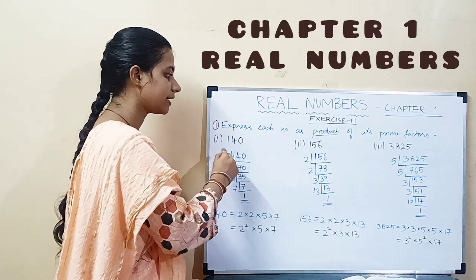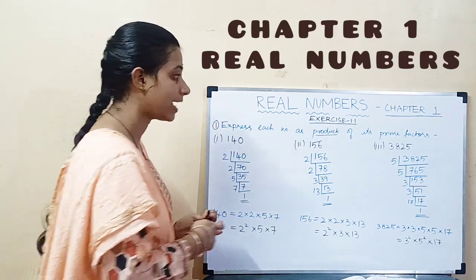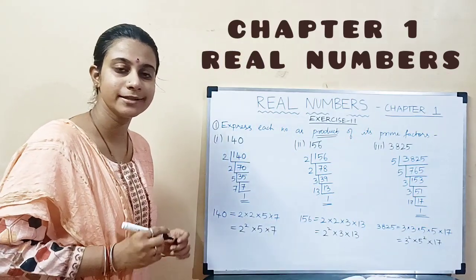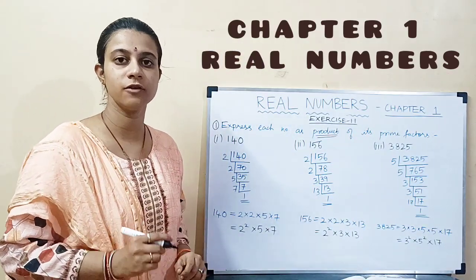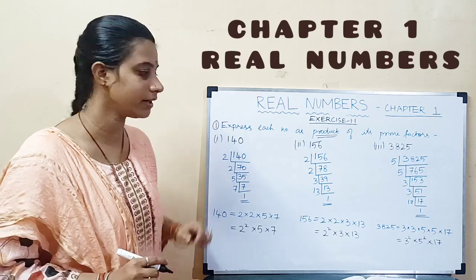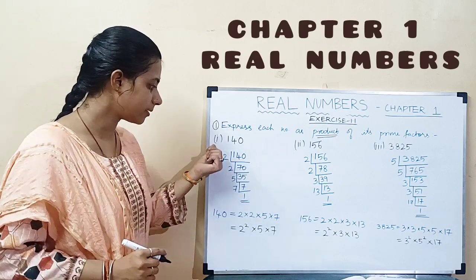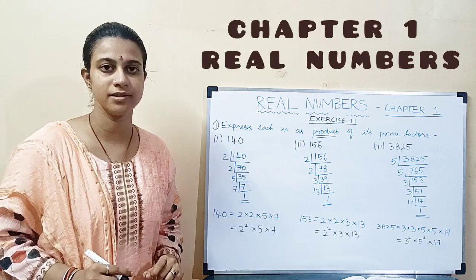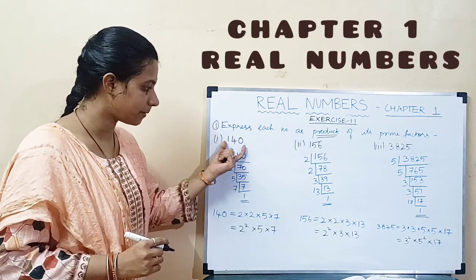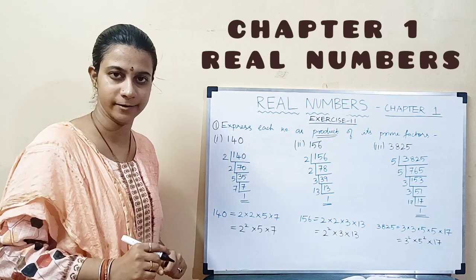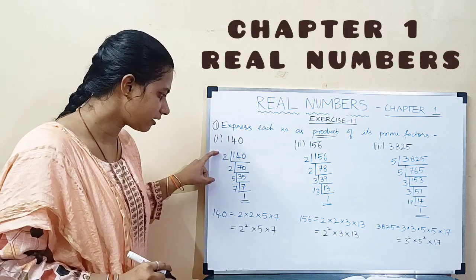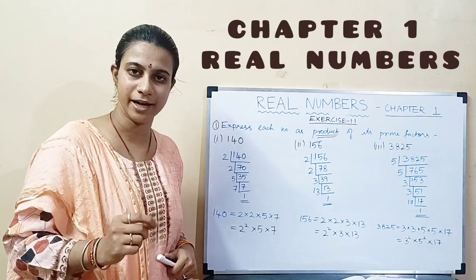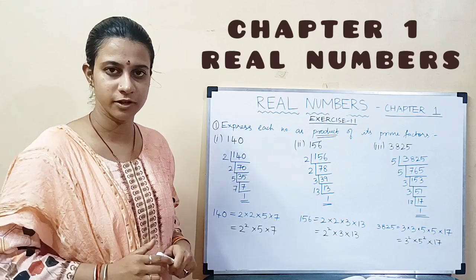The first question says, express each number as a product of its prime factors. So exactly we are going to use the fundamental theorem of arithmetic in this question. First subdivision, the number given is 140. We are going to prime factorize this and express this number as a product of its prime factors. While prime factorizing, we generally consider the single digit primes as the first preference.